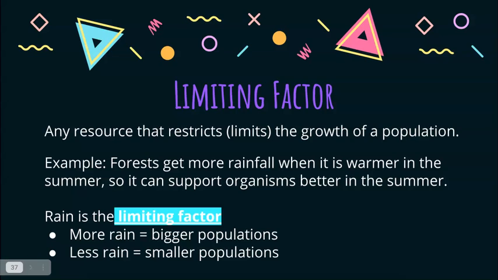Okay, now let's define limiting factors. So this is any resource that restricts or limits the growth of a population. So for example, if forests get more rainfall when it is warmer in the summer, then it can support organisms better in the summer. So in this case, rain would be the limiting factor. If we had more rain, we would get bigger populations. If there is less rain, there would be smaller populations.